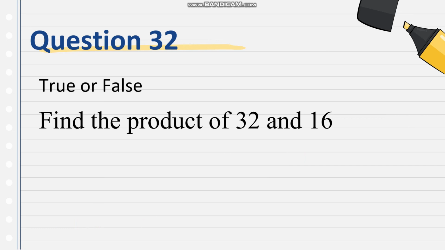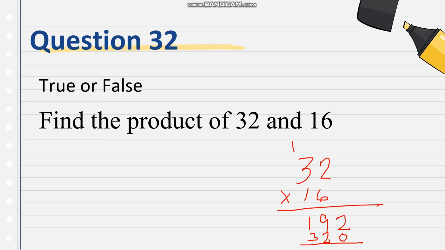Next, find the product of 32 multiplied by 16. So 6 times 2 is 12, regroup 1. 6 times 3 is 18 plus 1 is 19. Then we need to put 0. 1 times 2 is 2. 1 times 3 is 3. Then 2 plus 0 is 2. 9 plus 2 is 11, regroup 1. 3 plus 1 is 5. So the answer is 512.